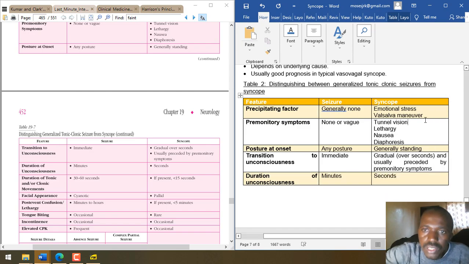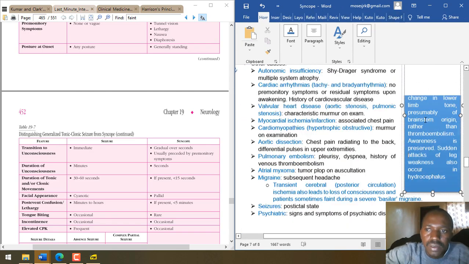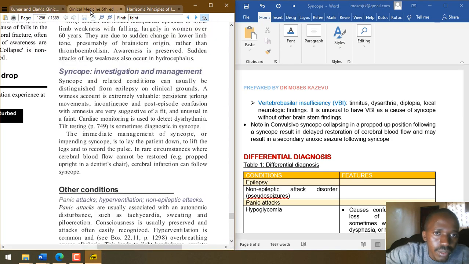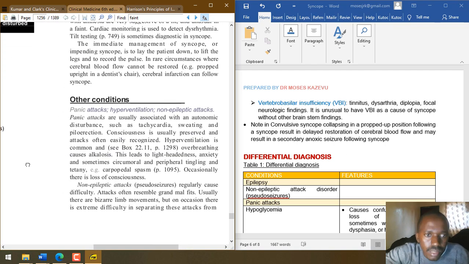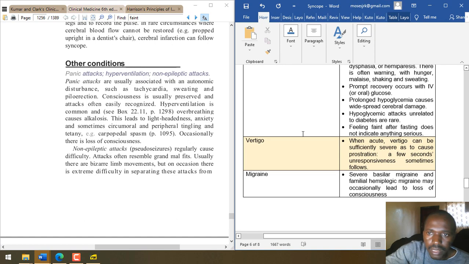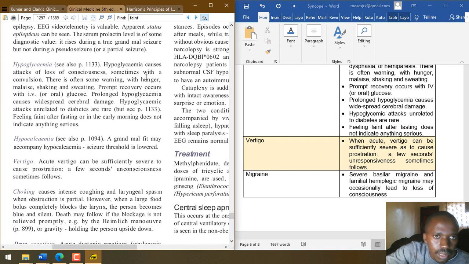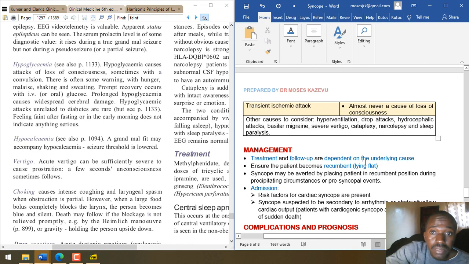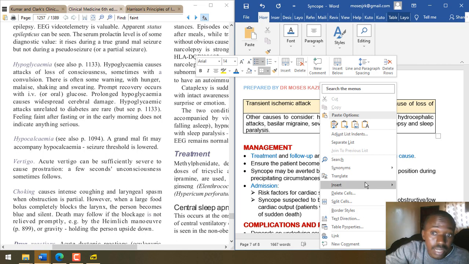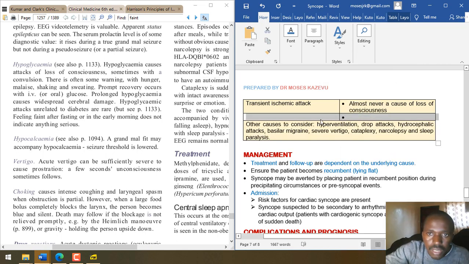All right, so I think that gets rid of this, so we can close that up. We can have a look at this. This is very, very similar to Kumar and Clark actually. We can get back to the table we're looking at. It's very similar to a grand mal fit, which may accompany hypoglycemia, and the seizure threshold is low with hypocalcemia. I think that's one thing we can add to this. That's why electrolytes are also very important to do.